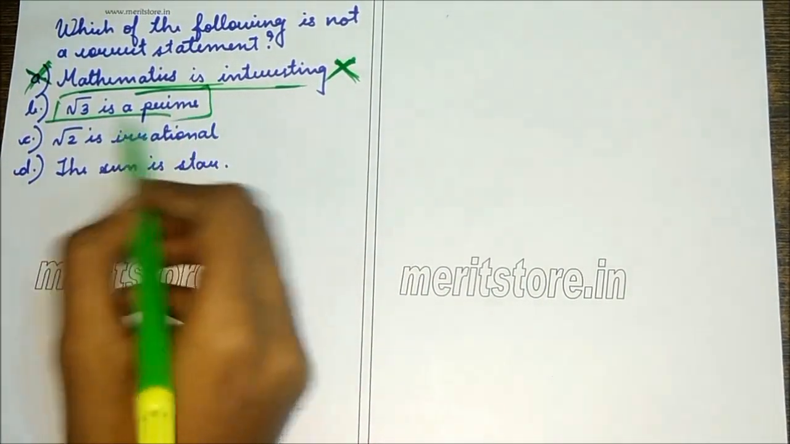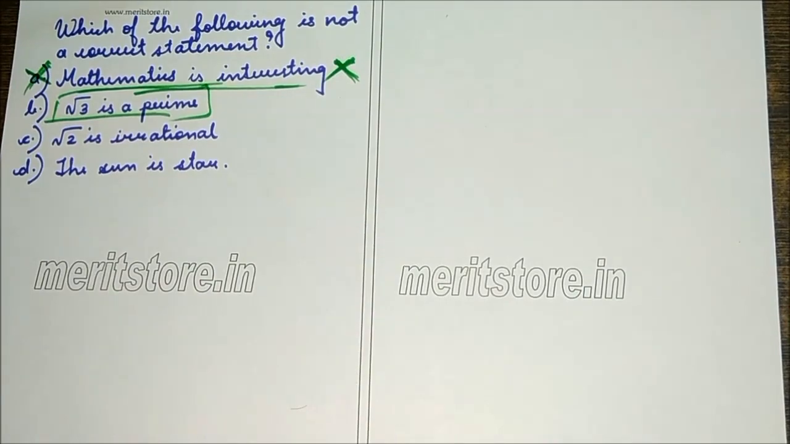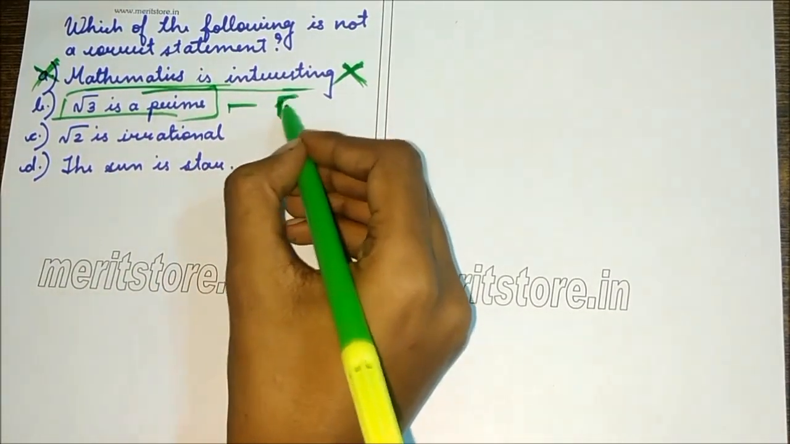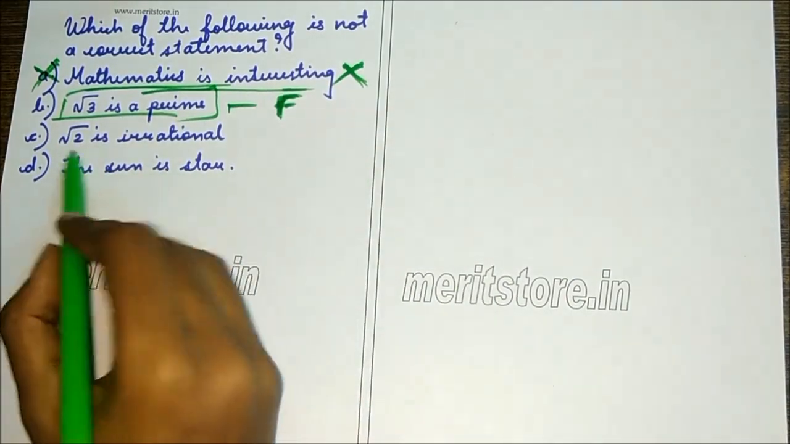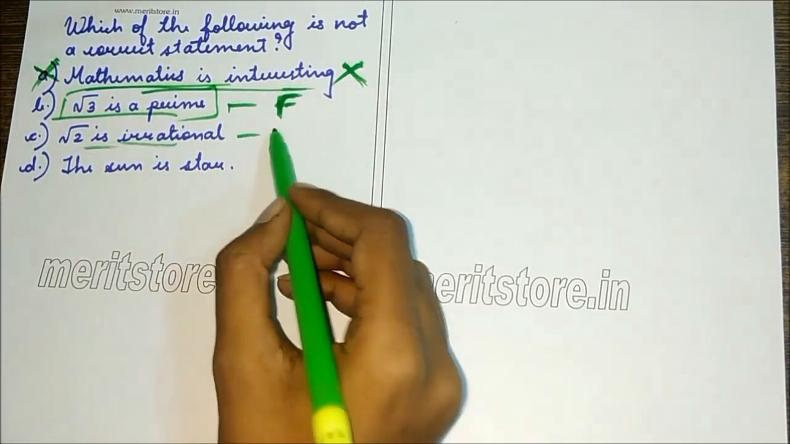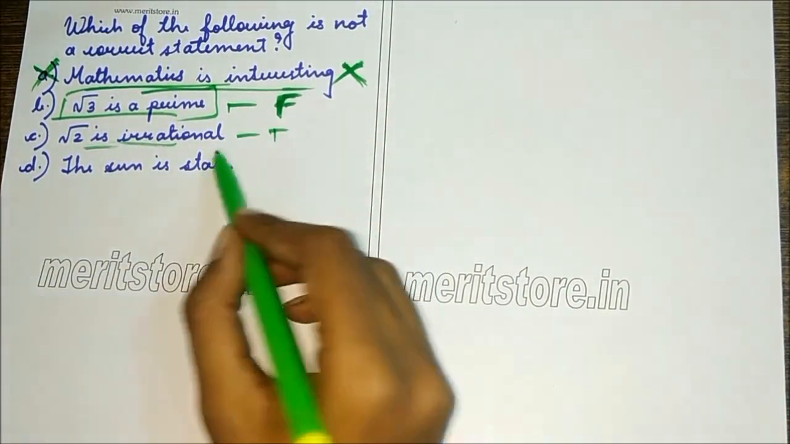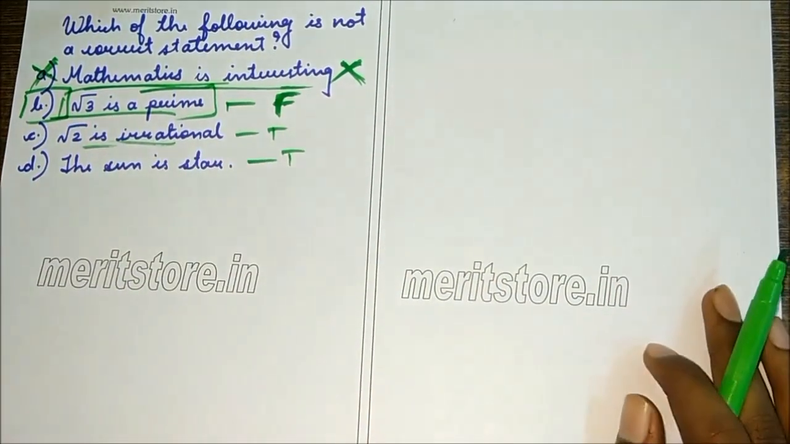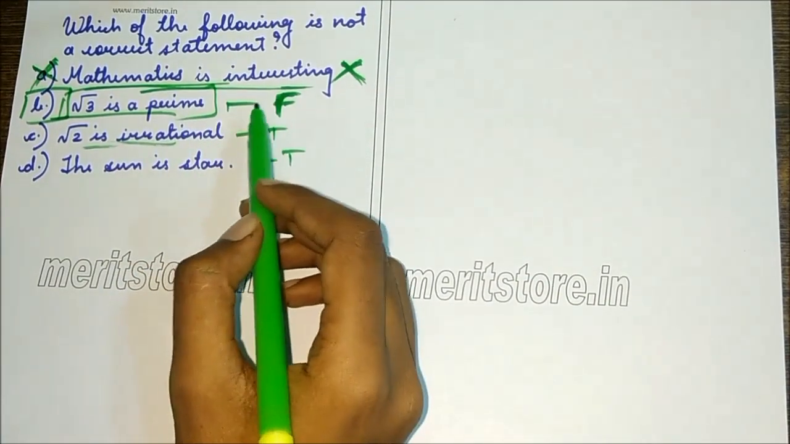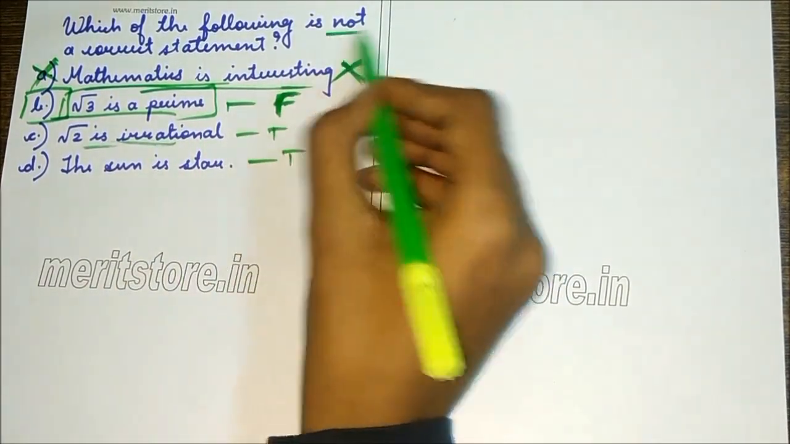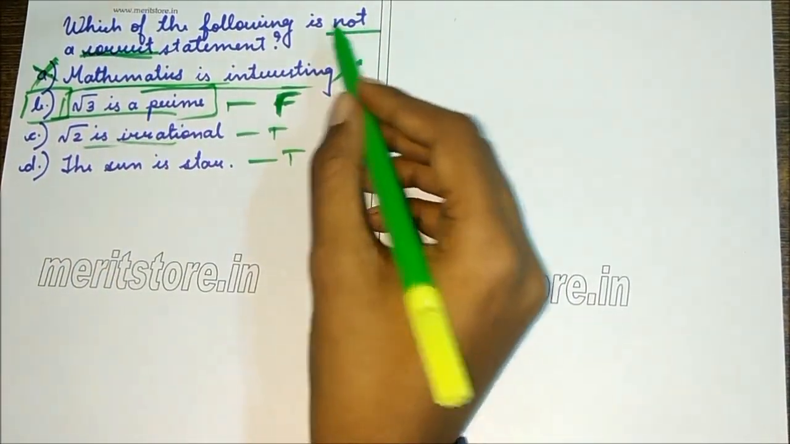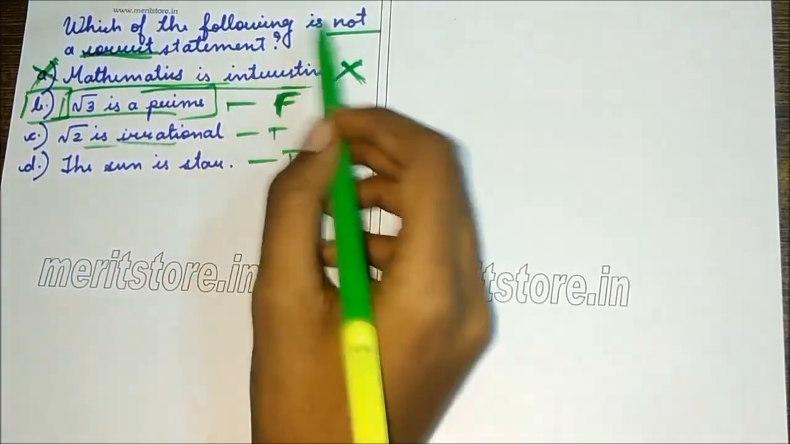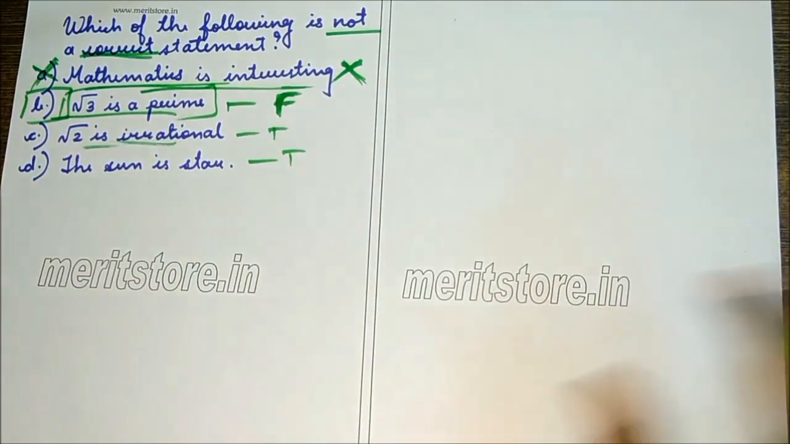Root 3 is prime. Now root 3 is not a whole number, so it cannot be prime. So this is false. This cannot be true. Root 3 is irrational, which is true. A sun is a star, which is also true. So the answer is B. Root 3 is a prime number. This is not a correct statement. So we had to find the statement which had a truth value of false.